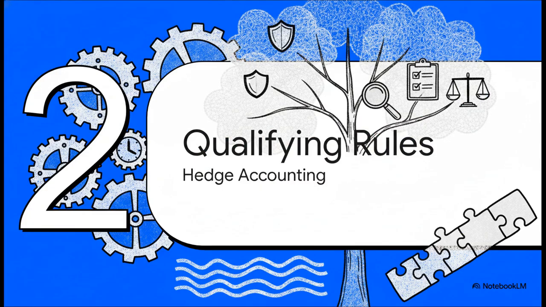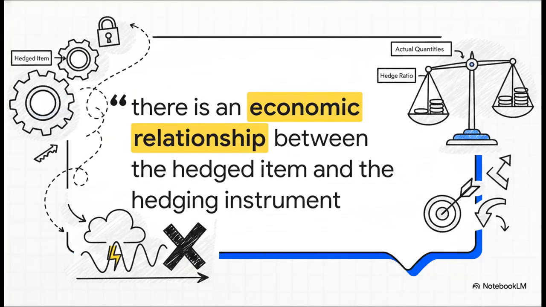Which brings us right to Section 2, qualifying for hedge accounting. To figure this out, we literally just have to look at what Ind AS 109 actually requires. If you check out paragraph 6.4.1, you'll notice something pretty wild right off the bat. Those rigid numerical thresholds, they're completely gone.